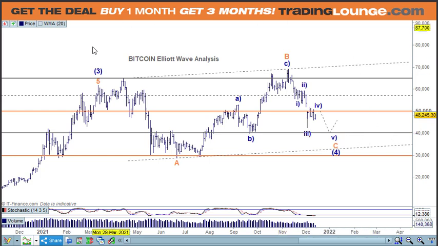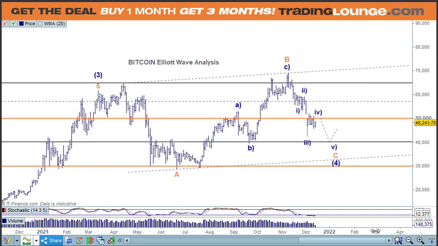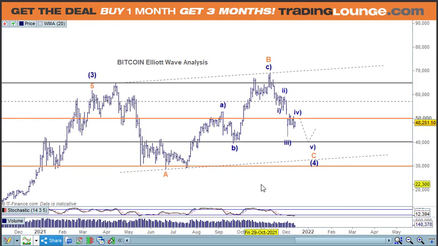Normally we would consider this an expanded flat because wave B has taken the top out here. And then in that case we would expect the bottom to be taken out here, but there is what they call the running flat, which is pretty rare, I have to say. Don't really see it that often, where wave C doesn't take the low out here. So that's possible as 1 and 2 and 3 and 4 and 5 down into the 40 there.